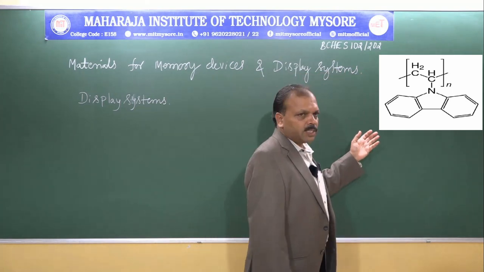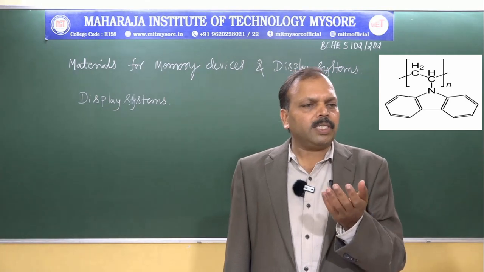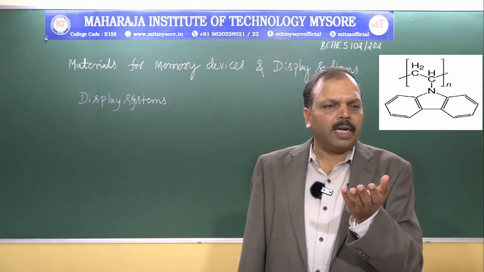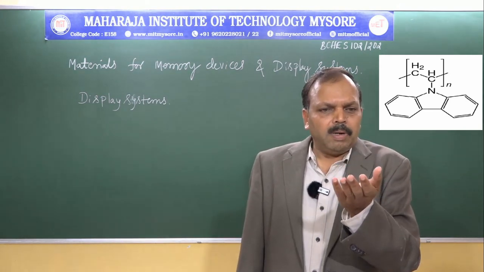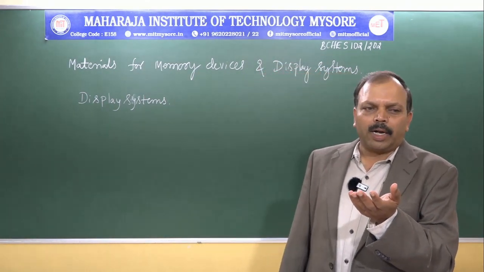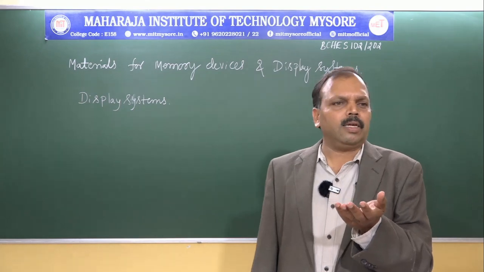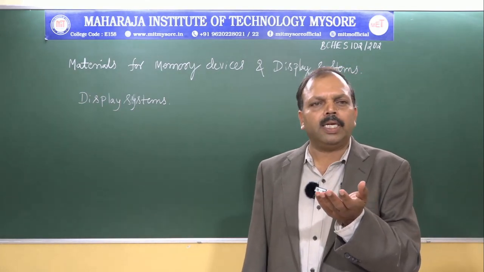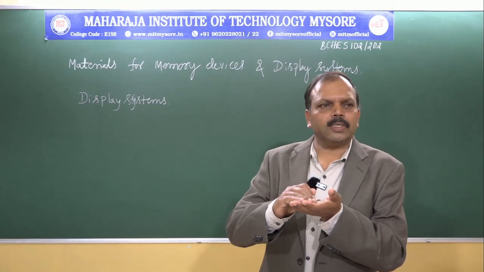Coming to the properties of this PVK, luminescence. Luminescence is the property that when excited with light or an electric field, PVK emits light in the blue violet range of the visible spectrum. And also processability: PVK is a highly processable polymer that can be easily spin coated or even printed to form thin films for the use of optoelectronic devices.